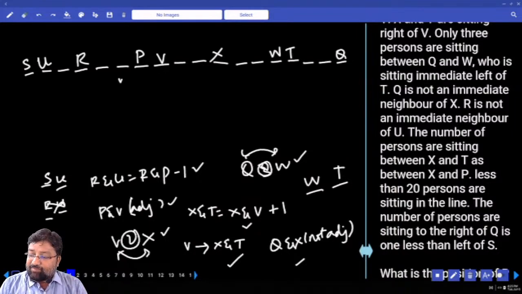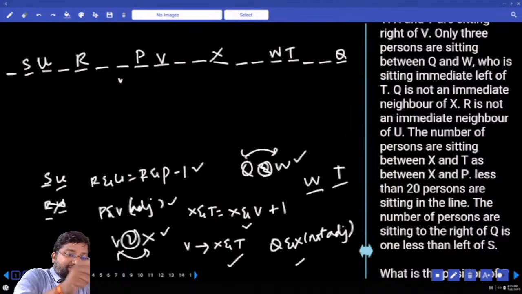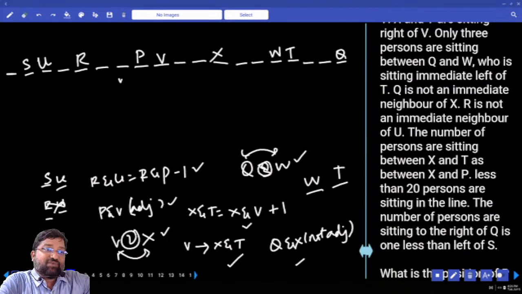Next entity, the number of persons sitting to the right of Q is 1 less than the left of S. Can I take Q and S in the corners? No. Because the number of people to the right of Q is 1 less than the number of persons to the left of S. If I take 1 person to the left of S, right of Q should be how many persons? 0. Because 1 less than left of S. If I put 1 person over there, I'll get how many persons? 19. According to the question, the number should be less than 20.